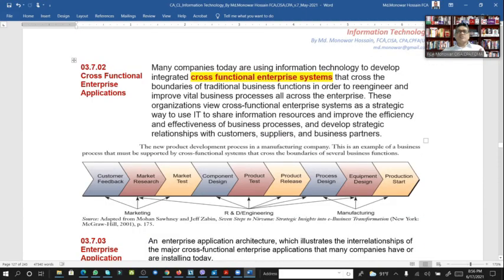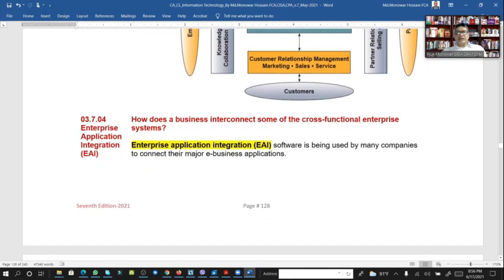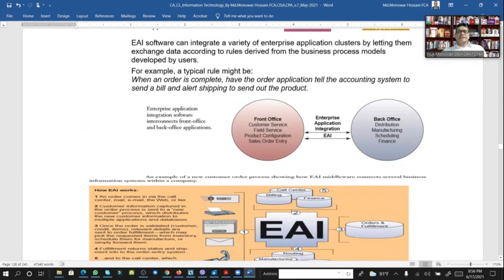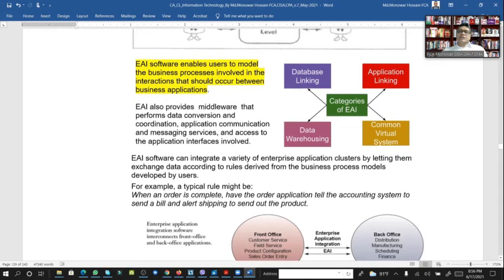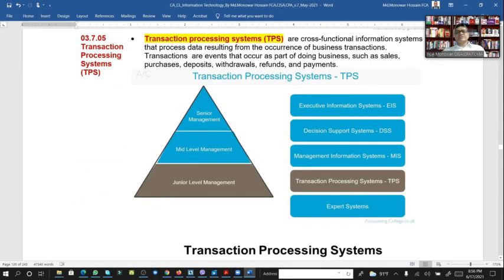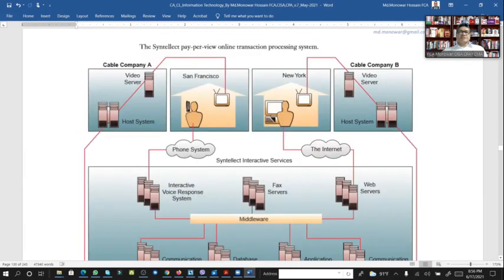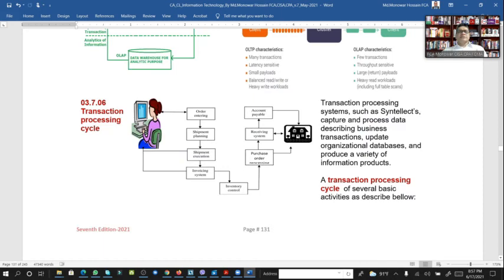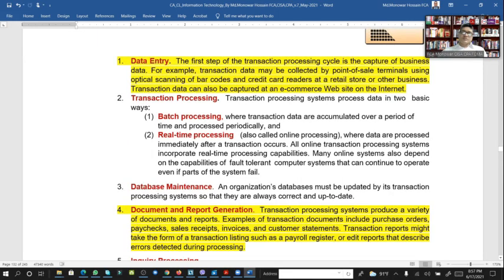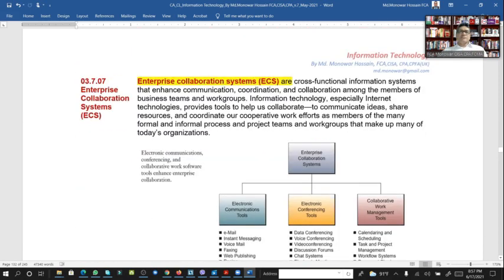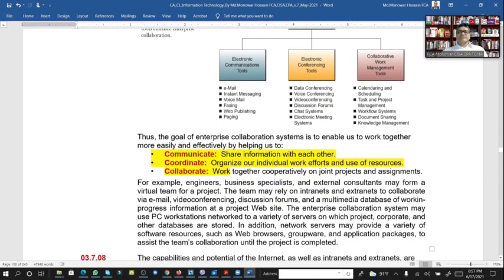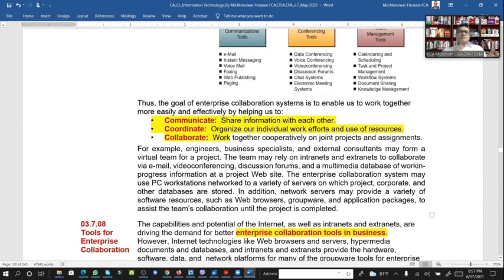And we have seen the cross-functional enterprise systems and enterprise application architecture. Within that architecture, we have seen different types of links: database link, data warehouse link, common virtual system link, application link. And we have seen the transaction processing system, TPS, and also the transaction processing cycle. Within that cycle we have data entry, transaction processing, which can happen in two types, batch processing and real-time processing, database maintenance, document and report generation, and inquiry processing. And we have seen the enterprise collaboration system, ECS, and within it communication, coordination, and collaboration work together.